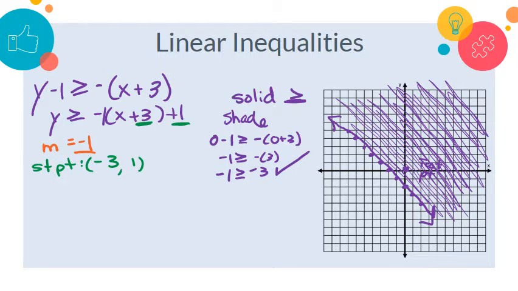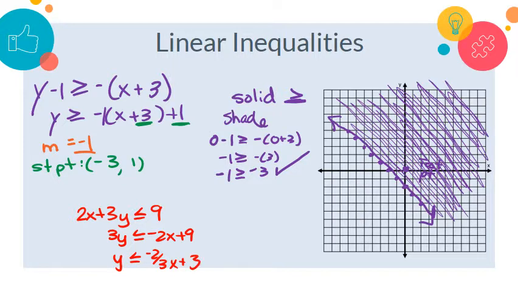Remember, if it's in standard form, you just have to isolate the y. So again, if you have a line like this, same steps, difference is you have to isolate that y. So you'd have a -2x plus 9, you'd have a -2/3 x plus 3, you'd still graph, you'd still determine solid or dashed, and you'd still shade the same way.